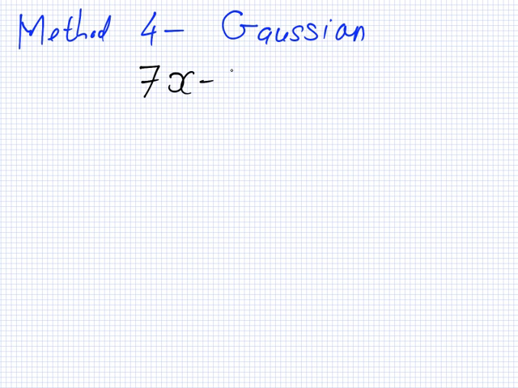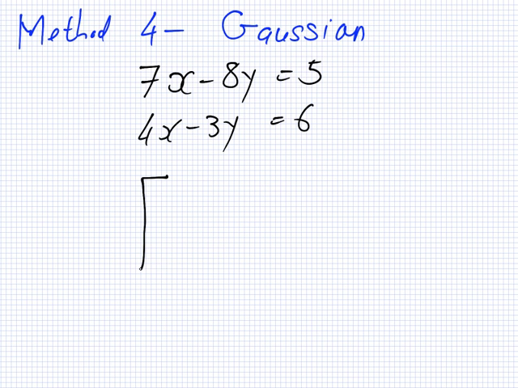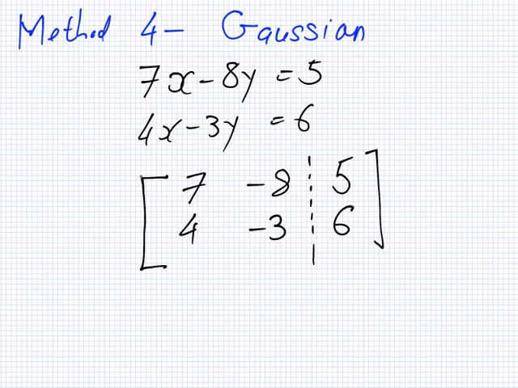7x minus 8y equals 5. 4x minus 3y equals 6. So the first thing you do in this method is, to make it easier to write, you write the numbers in a block. So you write this problem as 7, minus 8, dot dot dot, 5; 4, minus 3, 6. So you just write it in this block.